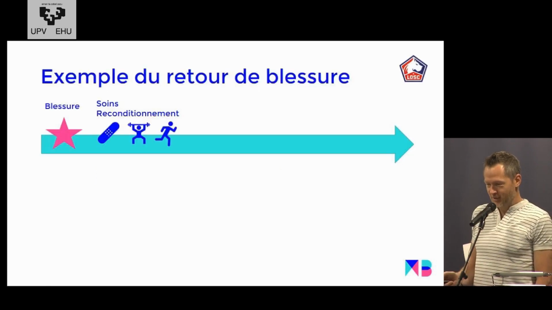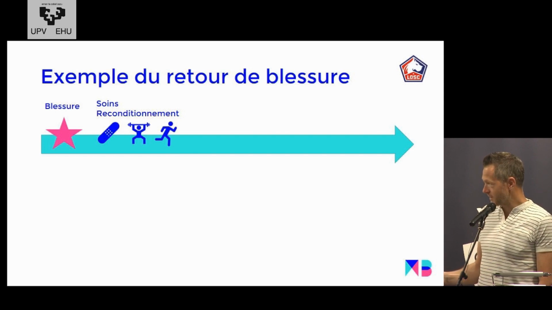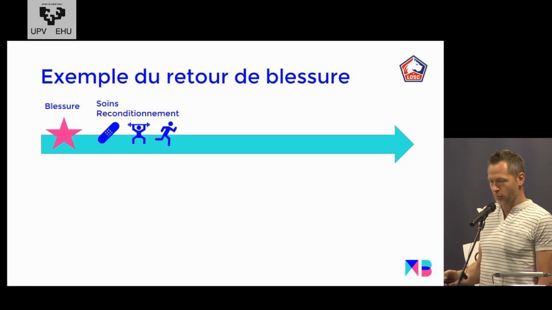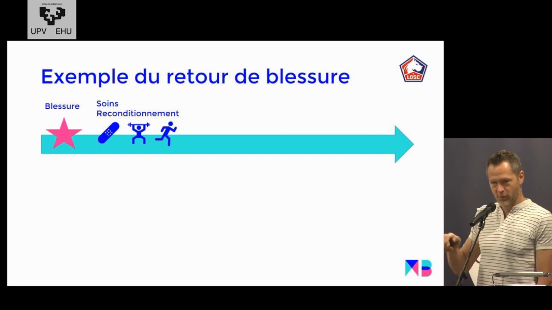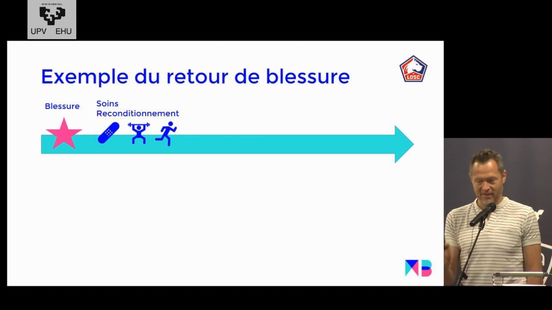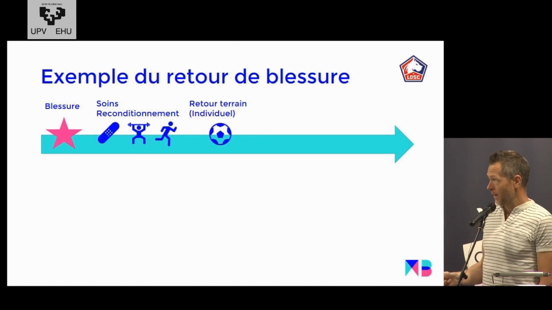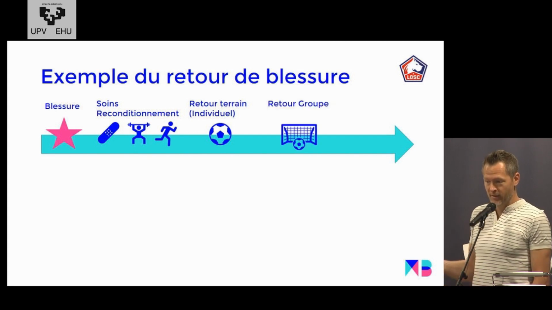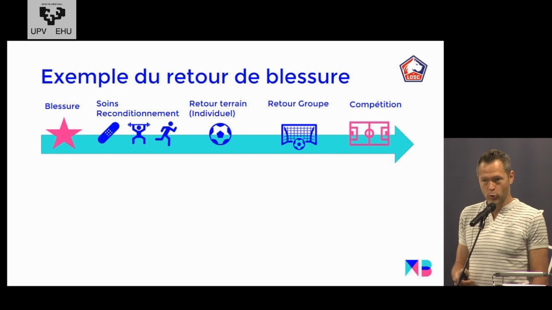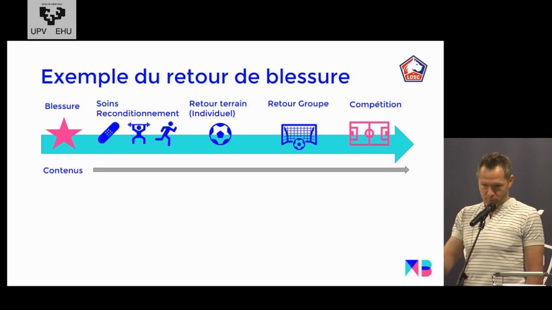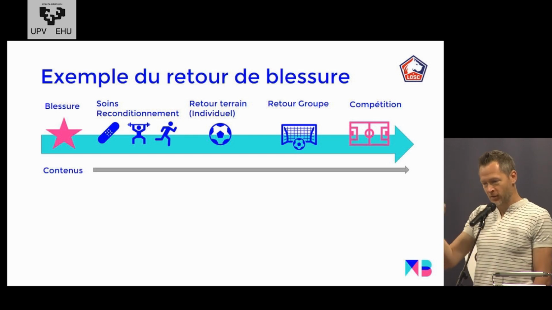There's a bit of French in this slide as well, but I think that's fine for everyone. So, a typical framework: you go through the injury, first the healing phase, then the reconditioning, which is more typical physio work. Then back on the pitch individually, then back with the group, and finally return to competition. I'm going to show you a little bit how I've been used to going through this process and collecting information at all levels.